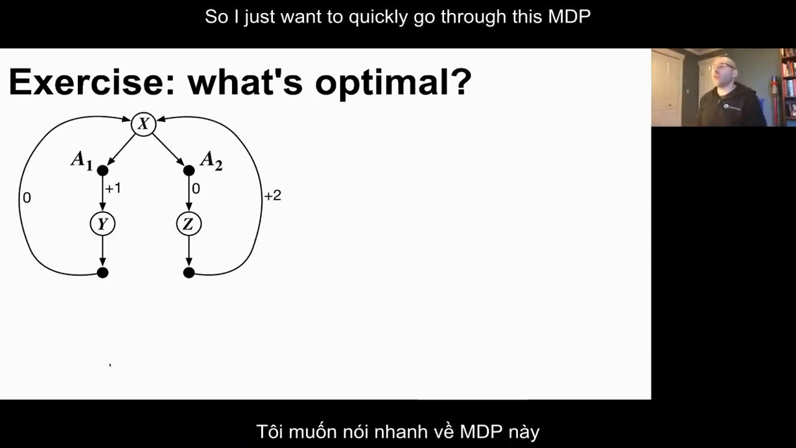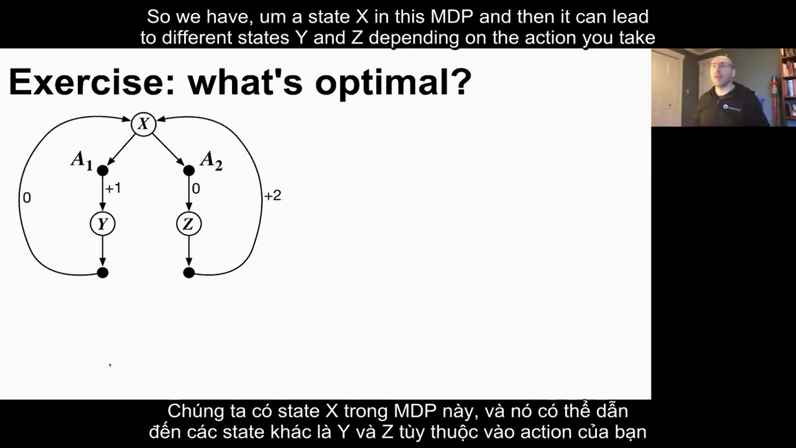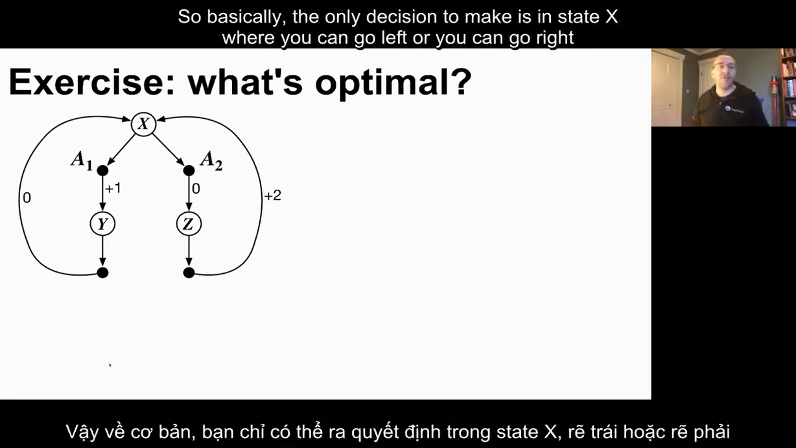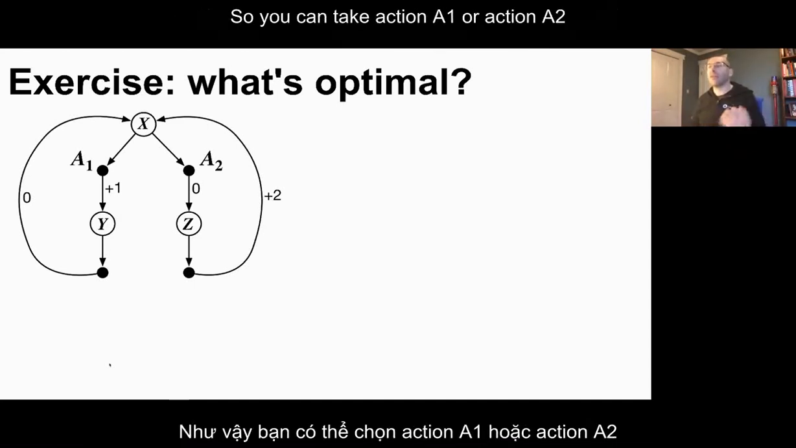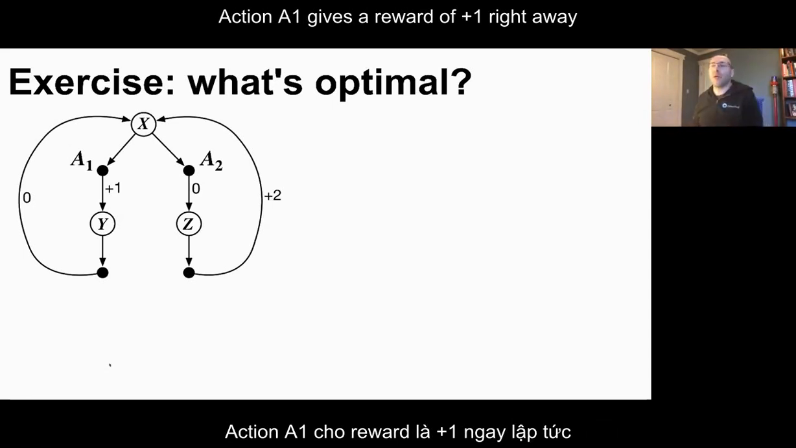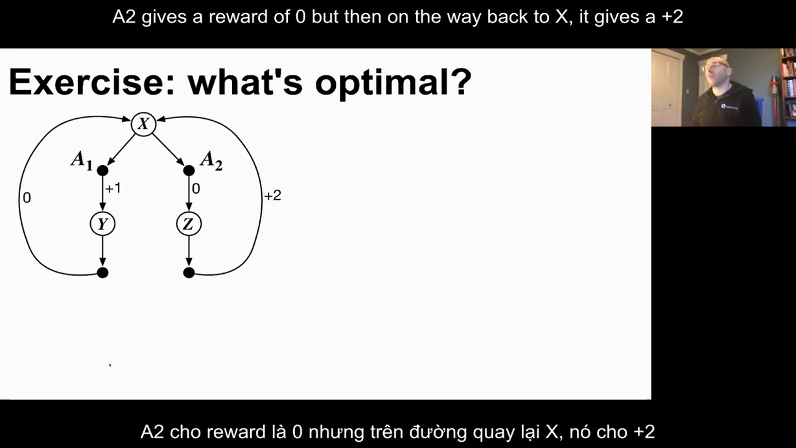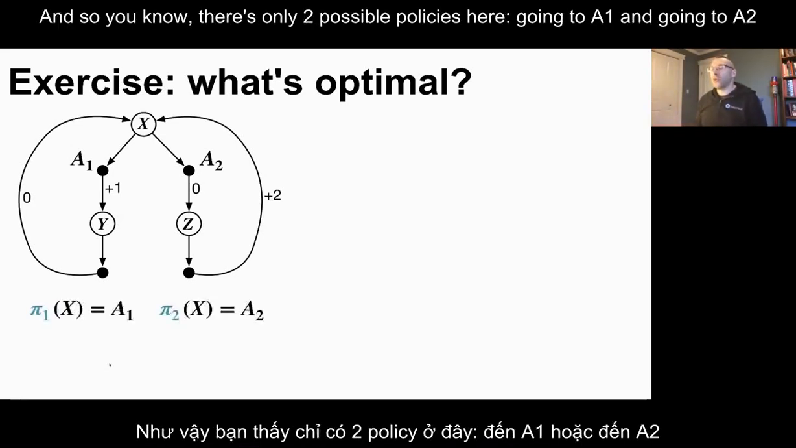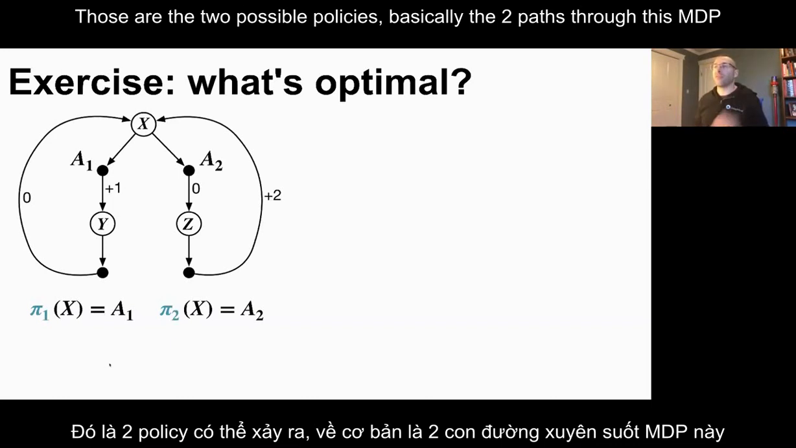So I just want to quickly go through this MDP. So we have a state X in this MDP, and then it can lead to different states Y and Z depending on the action you take. So basically, the only decision to make is in state X, where you can go left or you can go right. So you can take action A1 or action A2. Action A1 gives a reward of +1 right away. A2 gives a reward of 0, but then on the way back to X, it gives a +2. And so there's only two possible policies here, going to A1 and then going to A2. Those are the two possible policies, basically the two paths through this MDP.